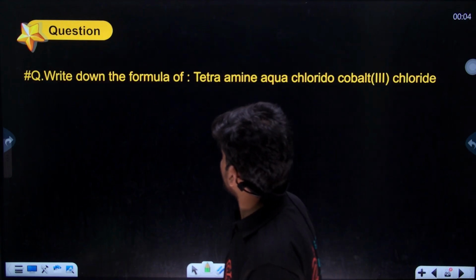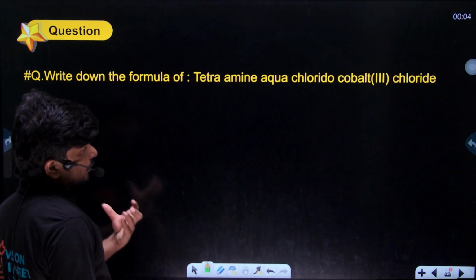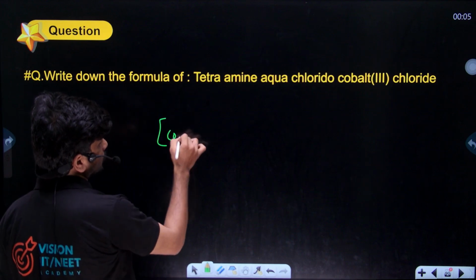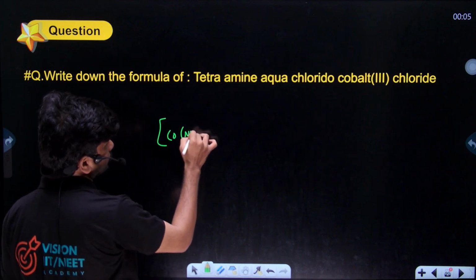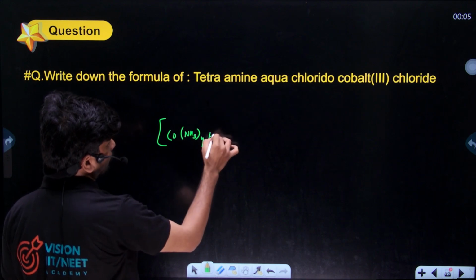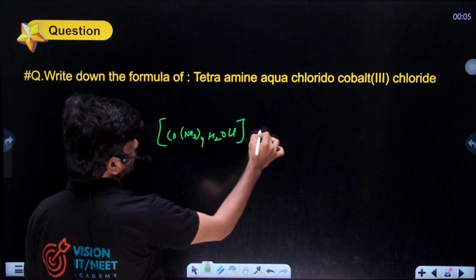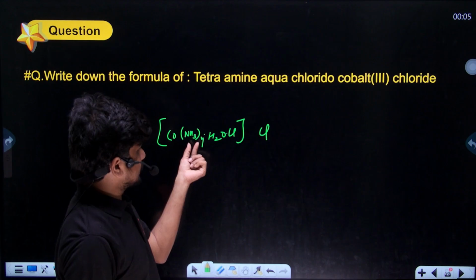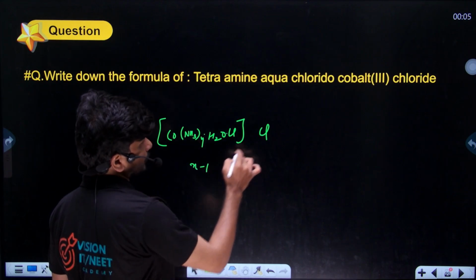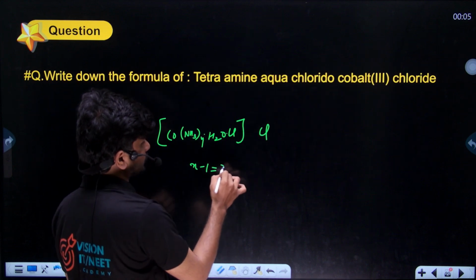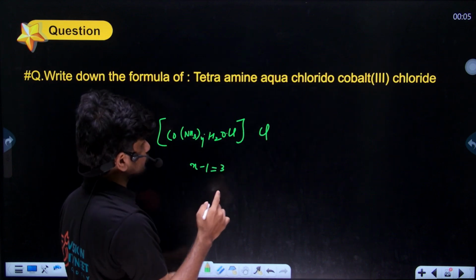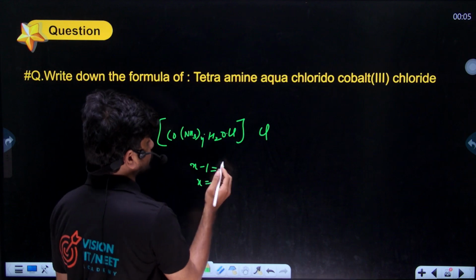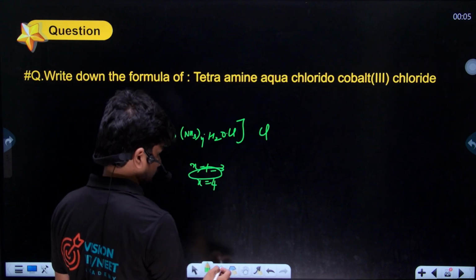Write down the formula of tetraamine aqua chlorido cobalt chloride. So you identify this, you have cobalt, then you write the ligands: tetraamine, you have NH3 4 times, aqua you have H2O, then you have chlorine, then you have chlorine on the outside also. So how do you define this? So the charge is x minus 1. You need to have 3, which means x minus 1 should be equal to 3, the oxidation state. So x equal to 4. Oh, sorry. This is equal to 3.